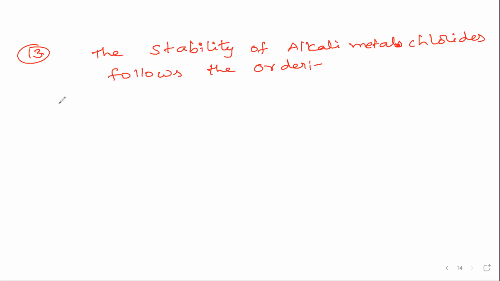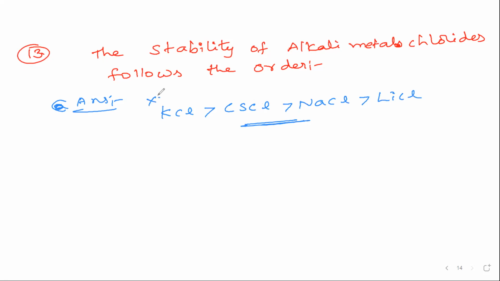Because then the options are there. So the answer for this follows the order. It can be potassium, cesium, sodium, and lithium. Now I'm writing the direct answer here. It is potassium chloride greater than cesium chloride greater than NaCl greater than lithium chloride. So the stability, very, very important order.